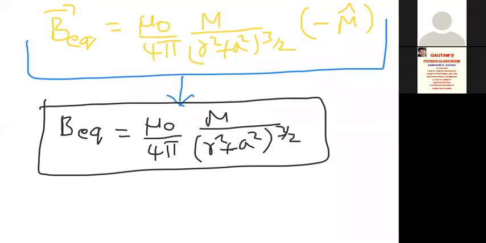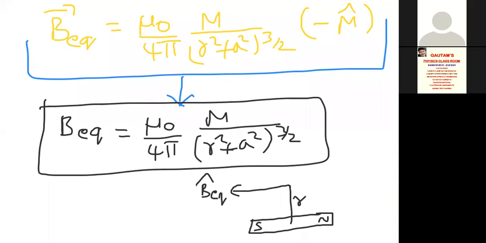Let me give the diagram. Whenever I take the south pole and north pole like that, B equatorial at a distance of r is in the opposite direction to the magnetic moment. Remember, the magnetic moment direction is from south to north, and B equatorial is opposite, north to south. So this is the B equatorial value at a distance of r. I think you are clear with these expressions.